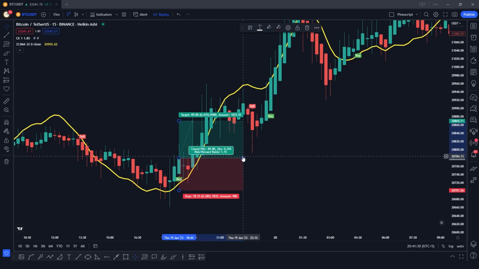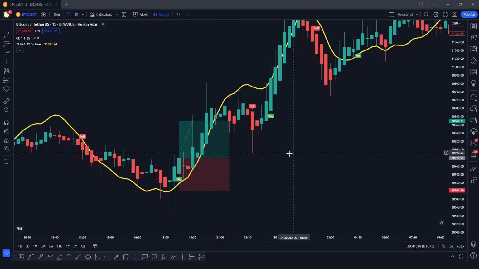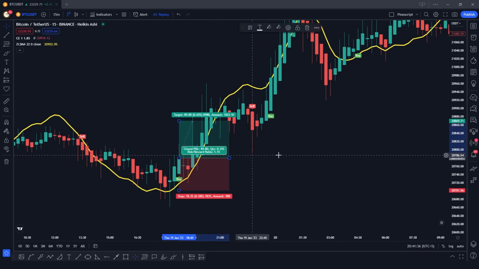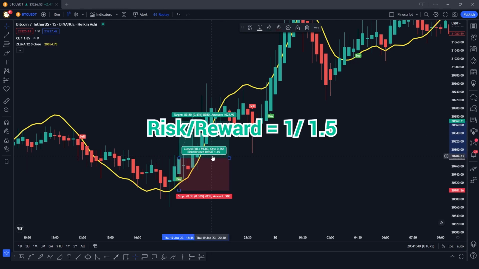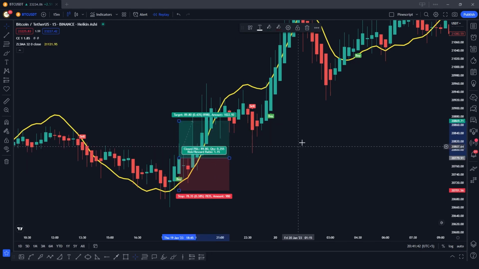So here, we're going to use the close of this candle as our close position or take profit level, and as you can see, this trade was a profit with a risk to reward ratio of 1:1.5. Now let's go ahead and look for any other trades.